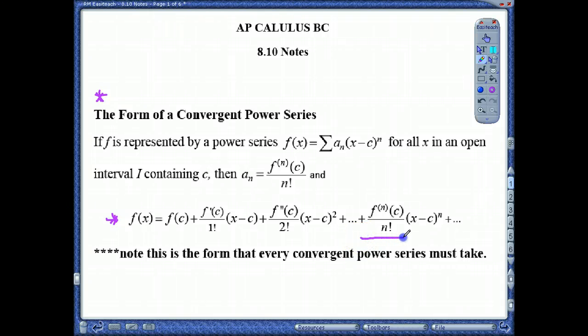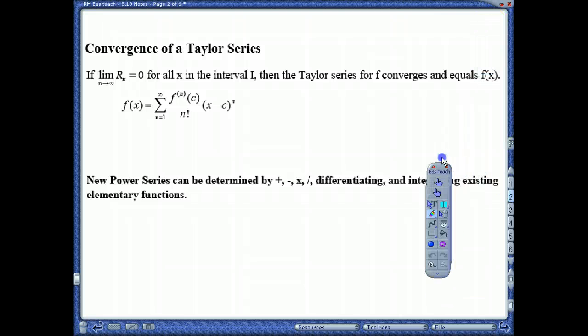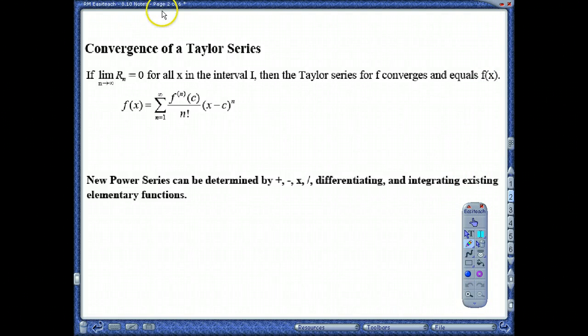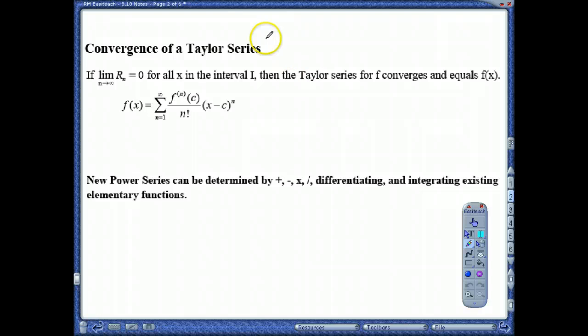Well, this is a power series, so it's going to go on. So you'll see that little nth term, so to speak, but then note you still continue on. So that's where that little plus dot dot dot goes on, because we are going on. And note this is the form that every convergent power series is going to take. Now, because these coefficients are very much like a Taylor polynomial, they do call this a Taylor series. So that's why they say convergence of a Taylor series and not a Taylor polynomial.